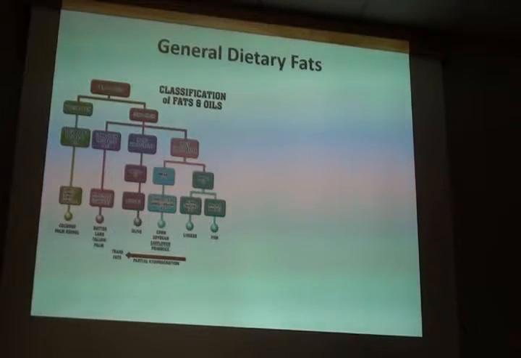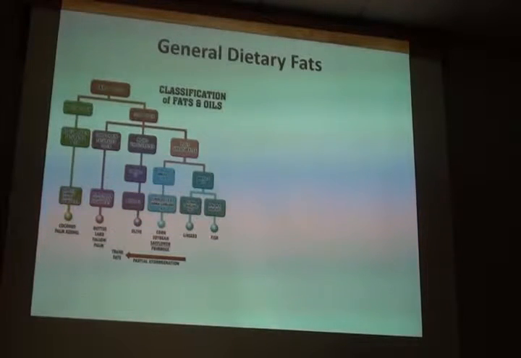Medium chain lipids are thought to be used a little bit more easily, and I'll get into that in much more detail in a little bit. But we don't generally consume a lot of coconut oil or a lot of palm kernel, so there's not really a lot of medium chain lipids in our traditional diet. Most of it ends up being in the form of long chain fats.